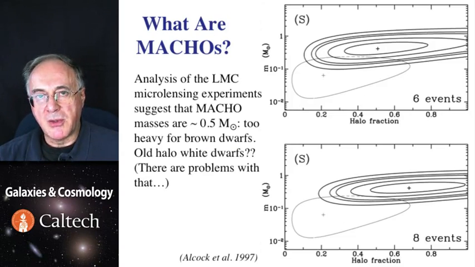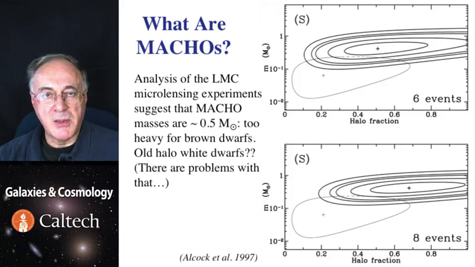So here are the original MACHO results. They're expressed in probability contours as a function of the lens mass and the fraction of the mass of the galactic halo that could be attributed to them, assuming they really are in the galactic halo. The surprising result here was that the typical mass was supposed to be about half a solar mass.